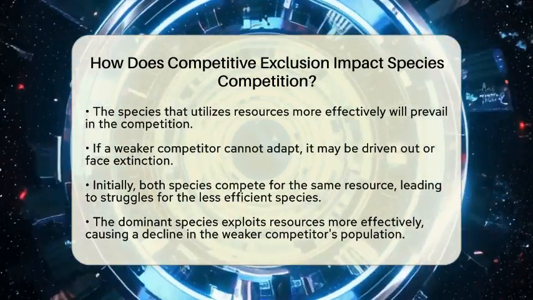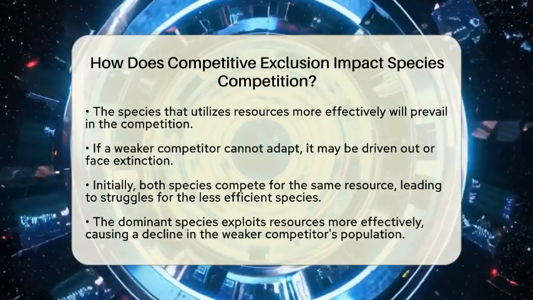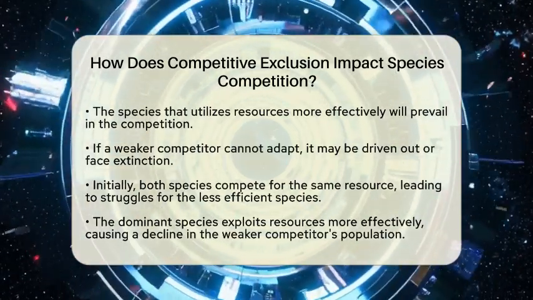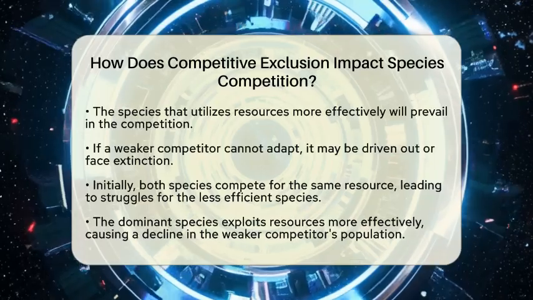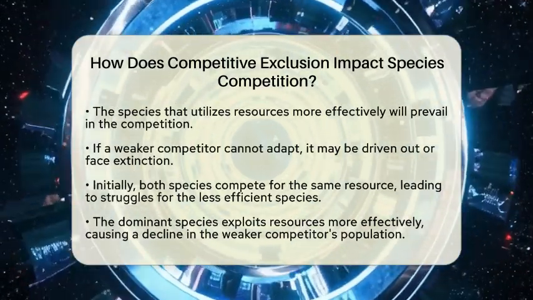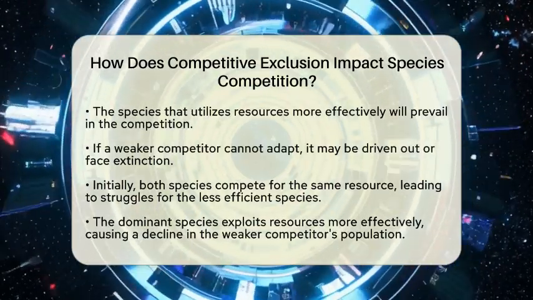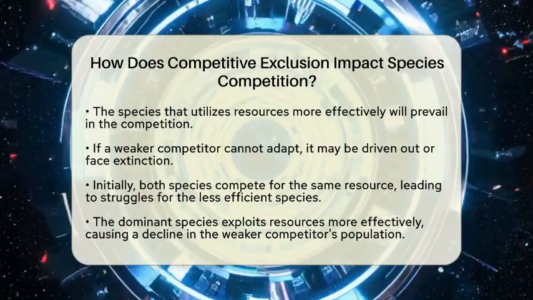Initially, both species compete for the same resource. The species with a competitive advantage will exploit that resource more effectively. As a result, the less efficient species will struggle to access enough resources to sustain its population. This leads to a decline in numbers and, eventually, the exclusion of the weaker competitor.